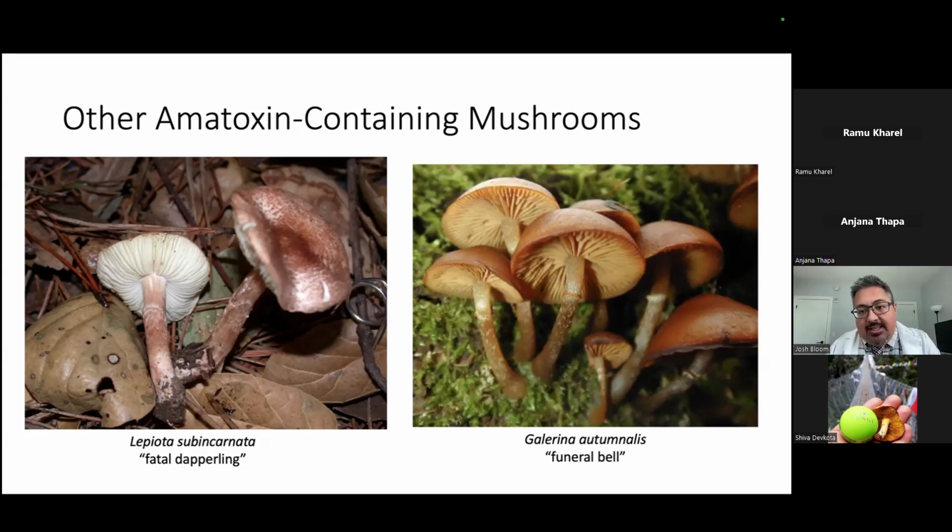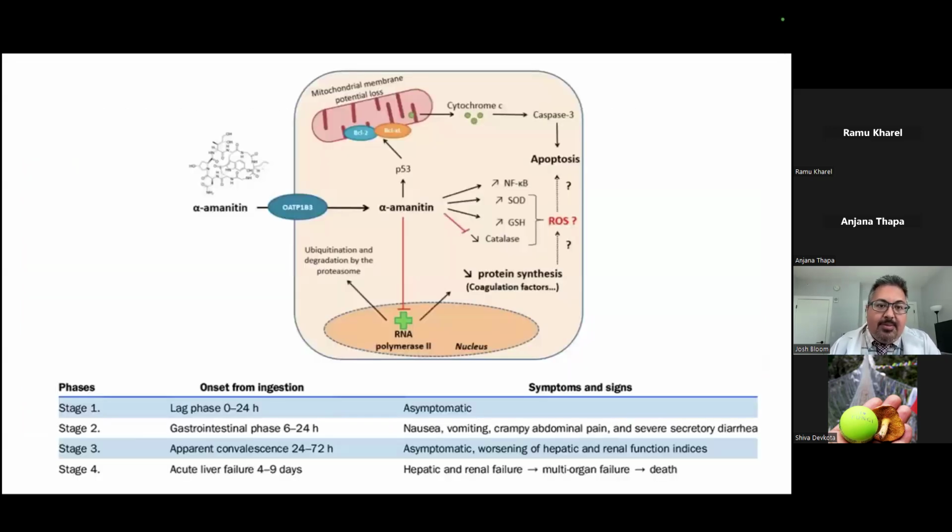Fortunately, we do see fewer Galerina ingestions, at least in our part of the world, because in this part of the world, Galerina tends to not be cosmopolitan. It tends to be more in forested areas, and fewer people are exposed to it.